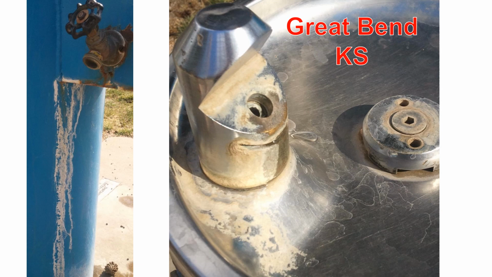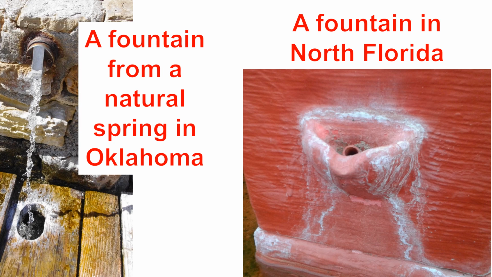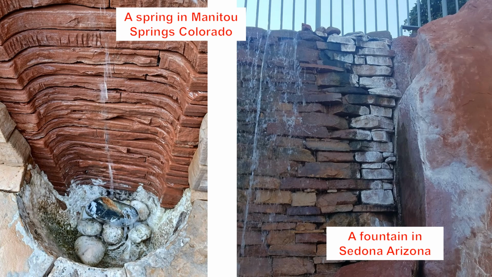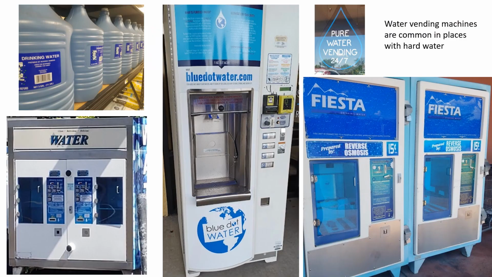You go to Great Bend, Kansas, anything that had water running through it, like a water fountain or a spigot, you can see the minerals left behind. Is it dangerous? No, it's just kind of annoying. A couple of fountains, one in Oklahoma, one in Florida. You can see the minerals that are left behind. A spring in Manitou Springs, Colorado. These rocks down here in the bottom were covered with kind of like a clay because there were so many minerals being dropped into those rocks all the time.